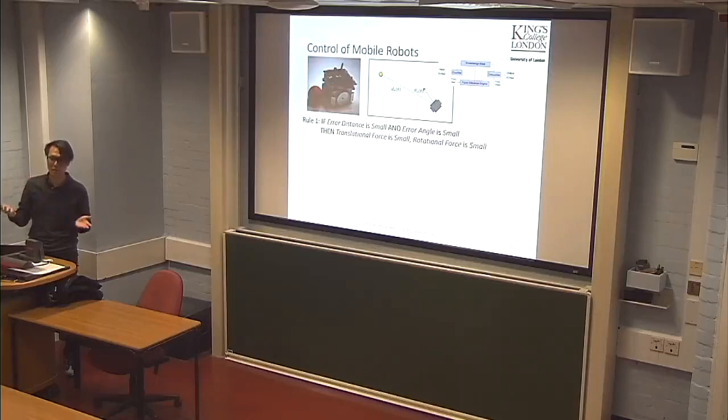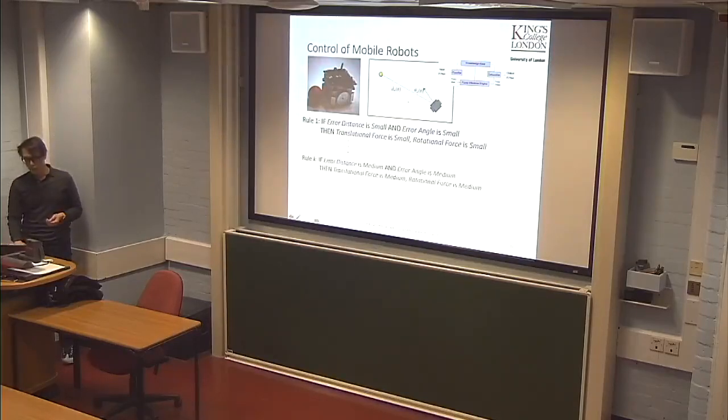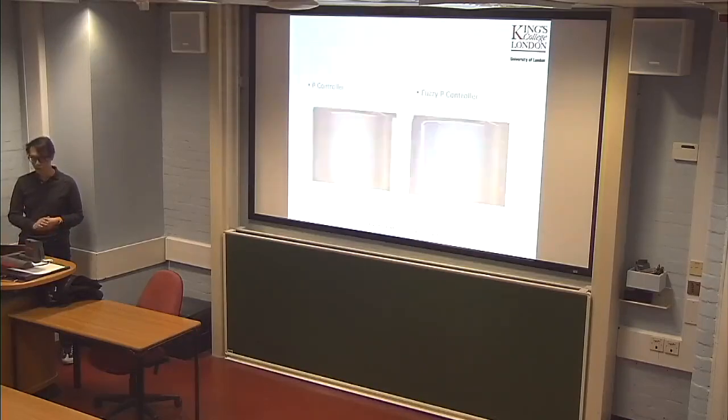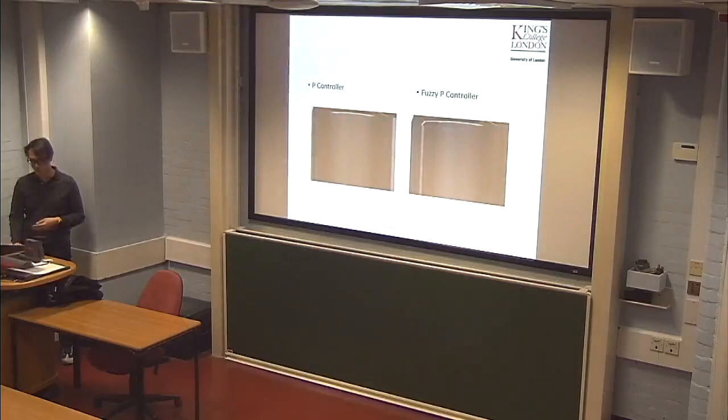So it makes sense, right? Okay. So we are going to have two forces, translational forces. That is the force we are going to apply to the wheels so that the robot is going to move straight forward. And then the rotational force, that is the force we apply to rotate the robot. Anyway, we have a number of rules, and then you will just find out that we have some experimental result. So this is the P controller.